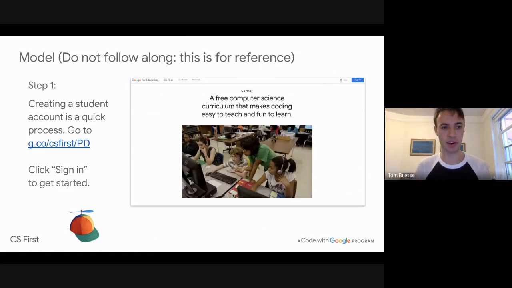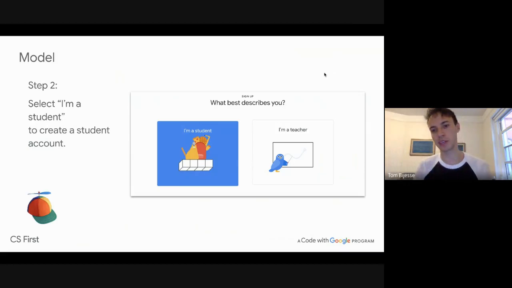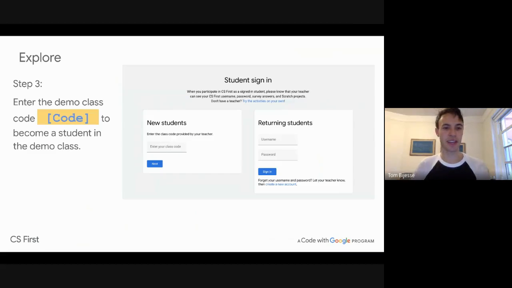They will go to the same URL you've gone to, g.co/csfirst/pd. Top right-hand corner, they'll click sign in. They will select that they are a student. Remember, we selected you were a teacher. They're selecting they're a student. After that, they would type in a class code. They would see a box like what we see on the right here. It asks if you're a new student or returning student. Now, assuming that all your students are new to CS First, what they would do is they would have to type in a class code.